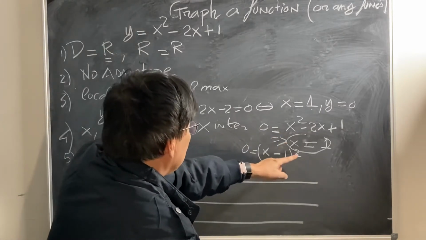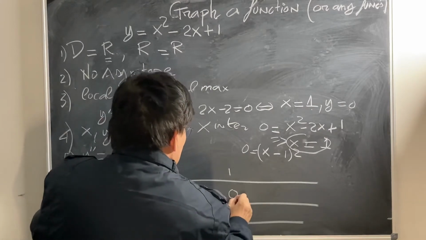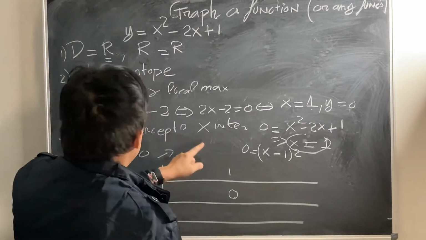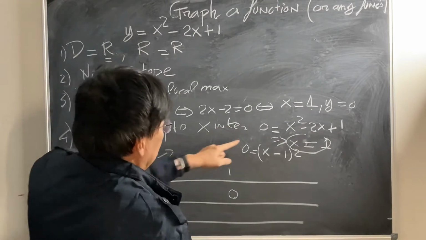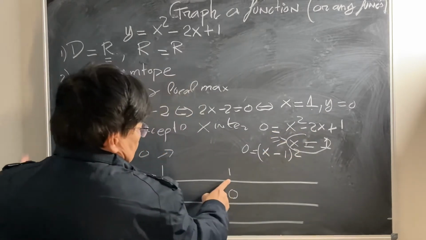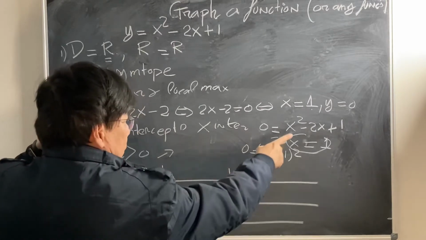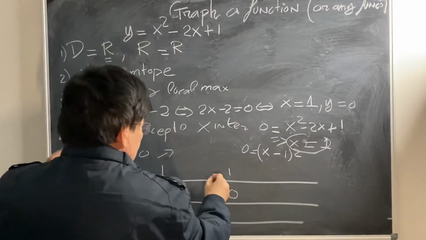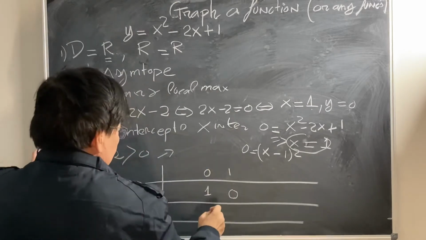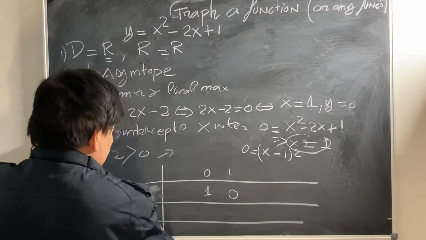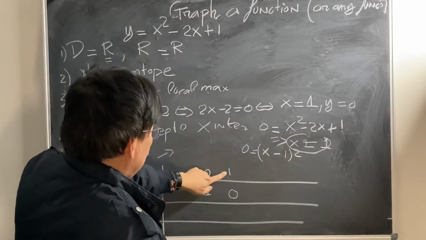When x equal 1, y equal 0. And also here, for the y intercept, that means x equal 0. We substitute here, y equal 1. So x equal 0, y equal 1. And here we have y prime when x equal 1, y equal 0.